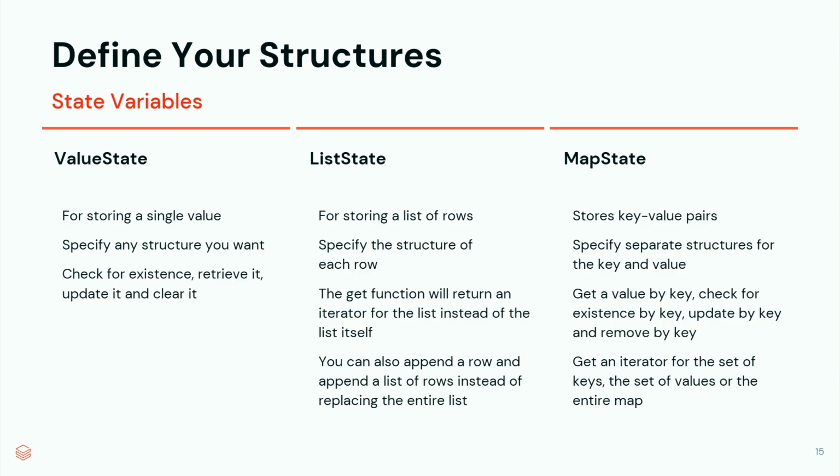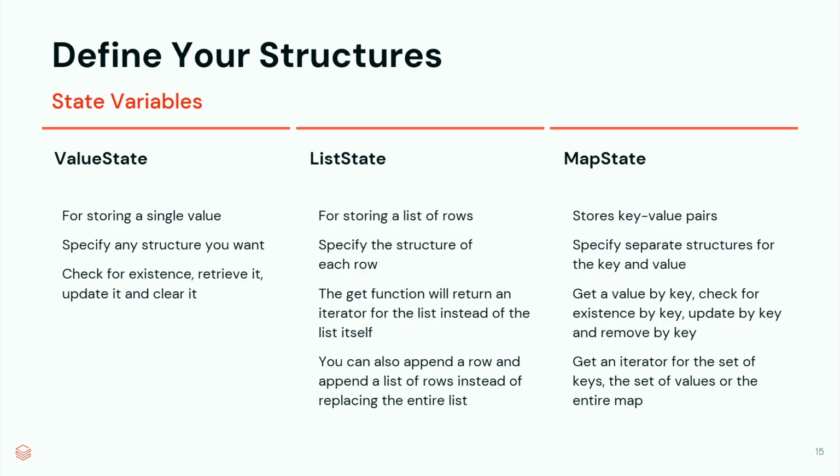The first type is your value state, and with a value state, that's going to look familiar to you. It's for defining a value that can be any structure you want. It can be simple or complex. There is also a new type called a list state variable. A list state defines a list of rows. You define the structure of each row. You can get an iterator to go through all of those rows. You can also add to your state variable an individual row or another list without having to go pull and replace the entire state variable.